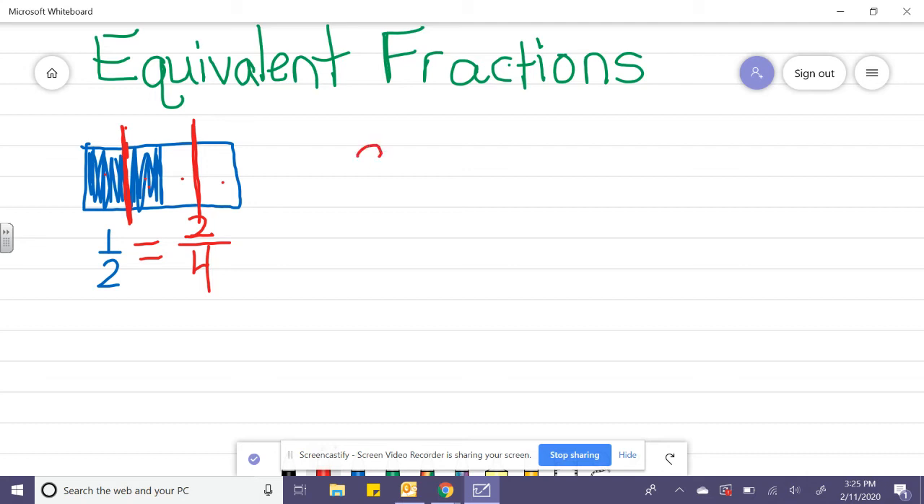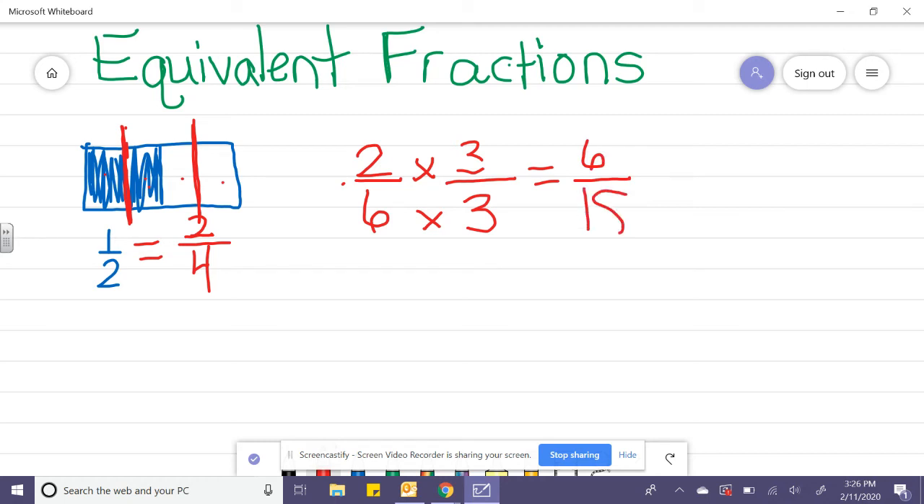And let's say we have the fraction 2/6. If I want to find a fraction that is equivalent to 2/6, all I have to do is multiply the top, which is the numerator, and the bottom, which is the denominator, by the same number. So let's say we multiply them both by 3. So 2 times 3 is 6. 6 times 3 is 18. So 2/6 and 6/18 are equivalent fractions.